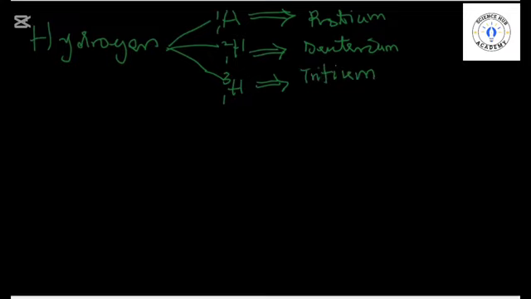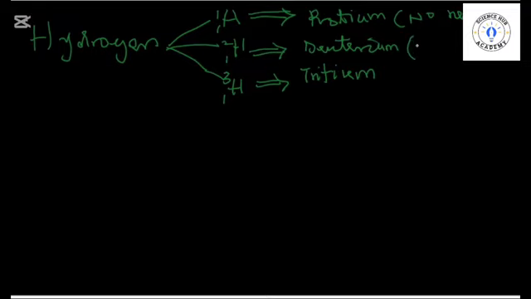We know that H-1 has no neutron, because if you subtract the atomic number from the mass number, you get zero. Deuterium is also known as heavy hydrogen. Then you have tritium, which is a radioactive isotope. These are the things you must know about these three isotopes.